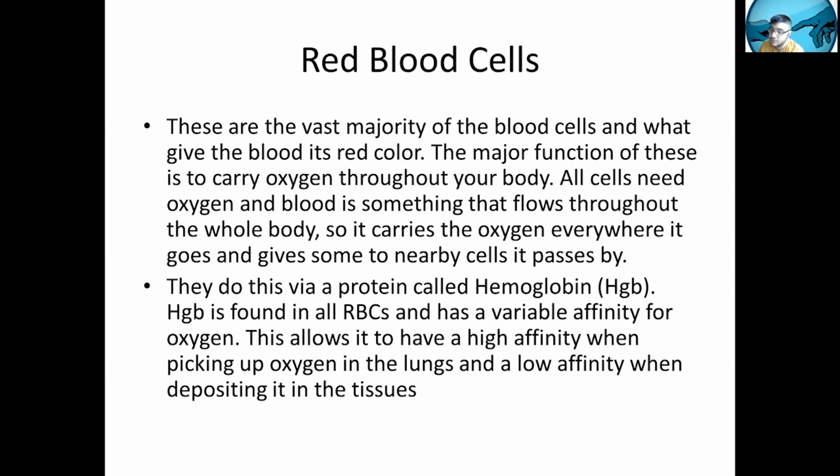They do this via a protein called hemoglobin. Hemoglobin is found in all red blood cells, and what makes it special is that it has a variable affinity for oxygen. This allows it to have a high affinity for oxygen when picking it up in the lungs. Because you need to get the oxygen onto the red blood cells somehow, right? Well, this hemoglobin, which is bound onto the red blood cell, has a high affinity for oxygen in the lungs, so it will take the oxygen from the lungs and pick it up. Kind of like a taxi picking up a passenger at the lungs, and then carrying it to where it needs to go, say the liver.